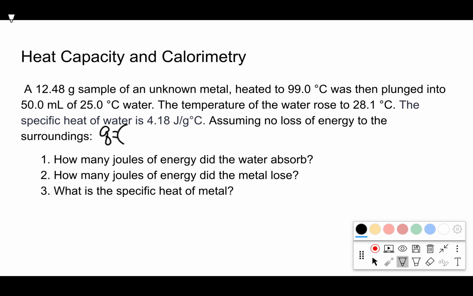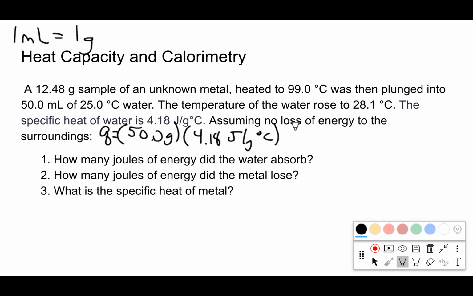But we do, because if we have pure water, then every 1 milliliter of water is equal to 1 gram. So since I have 50 milliliters, it is the same thing as saying I have 50.0 grams. My specific heat of water is 4.18 this time. Again, just use the number they give you. And my change in temperature for the water: my water's final temperature was 28.1, and my water's initial temperature was 25.